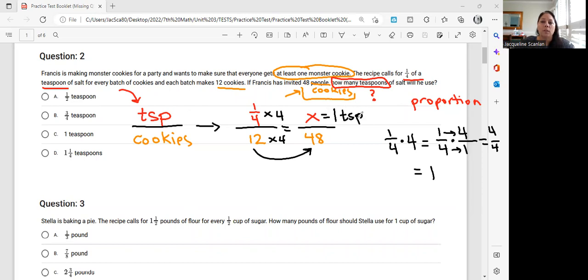And that's where my setup comes in. It helps me know what I've found. I found the number of teaspoons. So the correct answer to this problem is 1 teaspoon. That was one way to solve this problem.